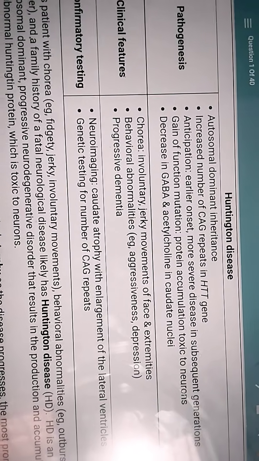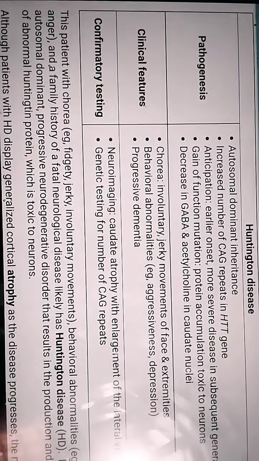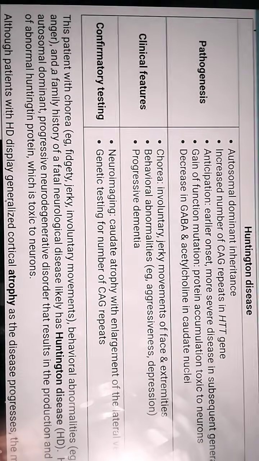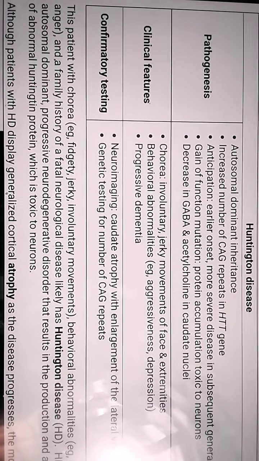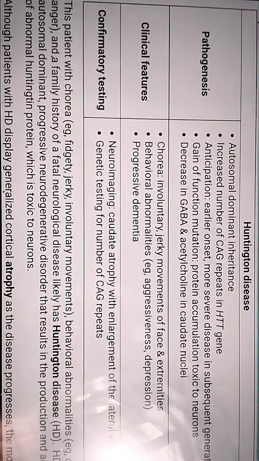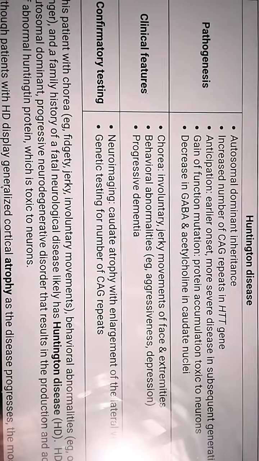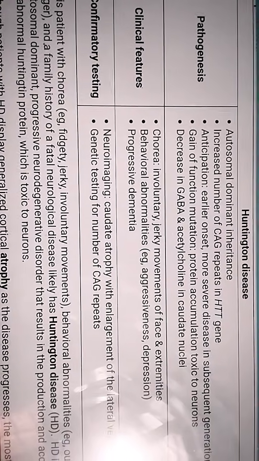Clinical features include chorea, involuntary jerky movements of the face and extremities, behavioral abnormalities, aggression or depression, and progressive dementia. For confirmation, we do genetic testing that can show the CAG repeats, that is a trinucleotide repeat sequence, and neuroimaging can show caudate atrophy with enlargement of lateral ventricles.